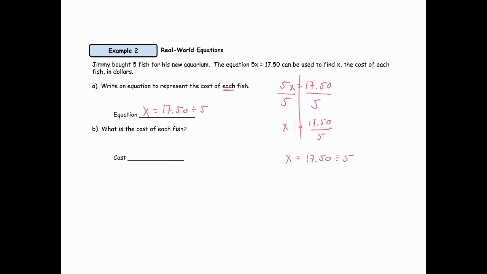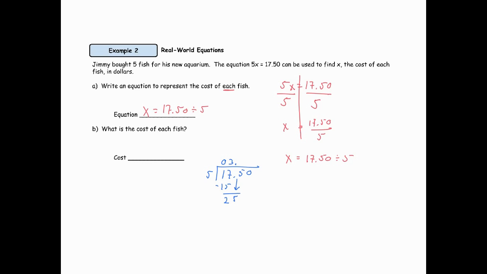Continuing, B says, what is the cost of each fish? So in this case, all we have to do is just divide. 17.50 divided by 5. 5 goes into 1 0 times. 5 goes into 17 3 times. When I multiply, it becomes 15. When I subtract, I get 2. Bring down a 5. Don't forget your decimal.